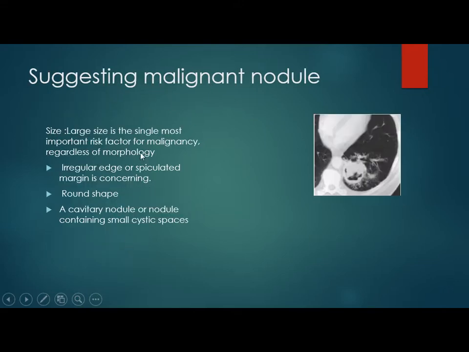Nodules suggesting malignancy: the size. Large size is the single most important risk factor for malignancy, regardless of morphology. We have suspected malignant nodules with irregular edge or spiculated margin, round shape, cavitary nodule, or nodule containing small cystic spaces. Here, the cavitary nodule with multiple small cystic spaces and irregular margins, and surrounded by ground glass opacity.